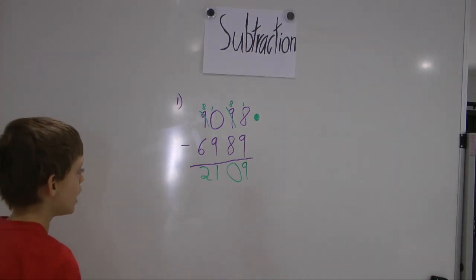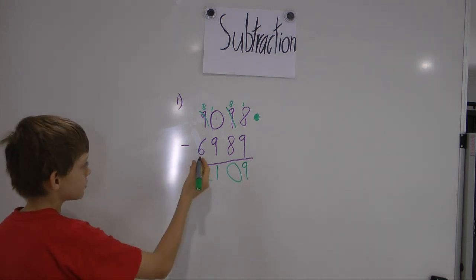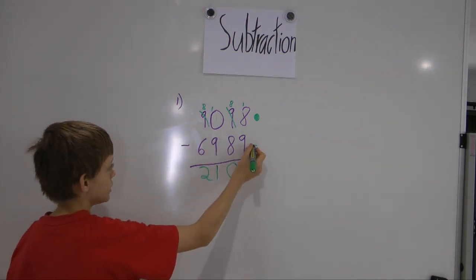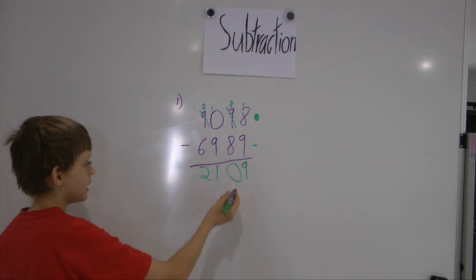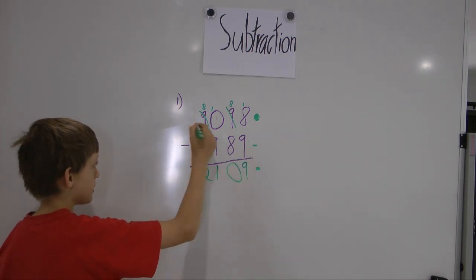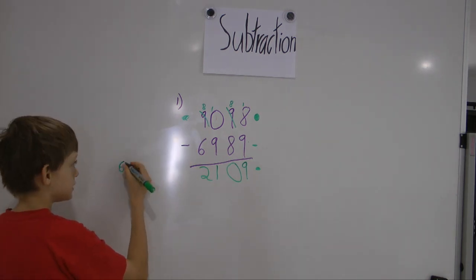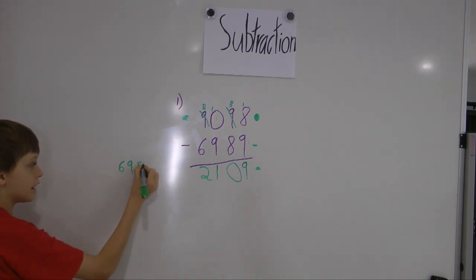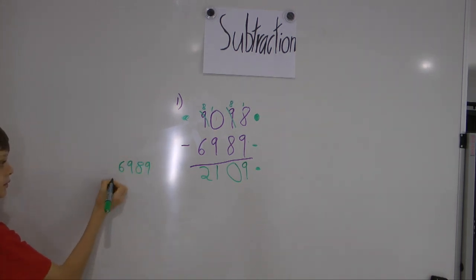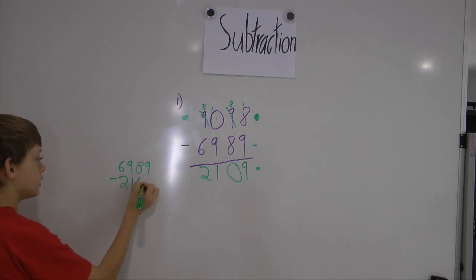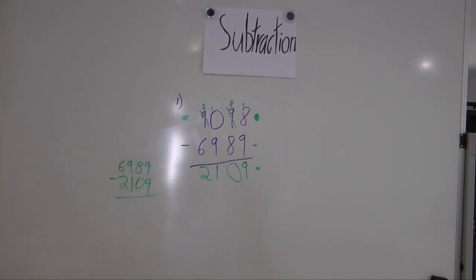Now to make sure that we are correct, we go to the bottom one we are subtracting, so this bottom number, and we plus it with this number. And if it makes the top number, then that means we are right. So we go 6,989 plus 2,109. It's actually plus, it's not minus.